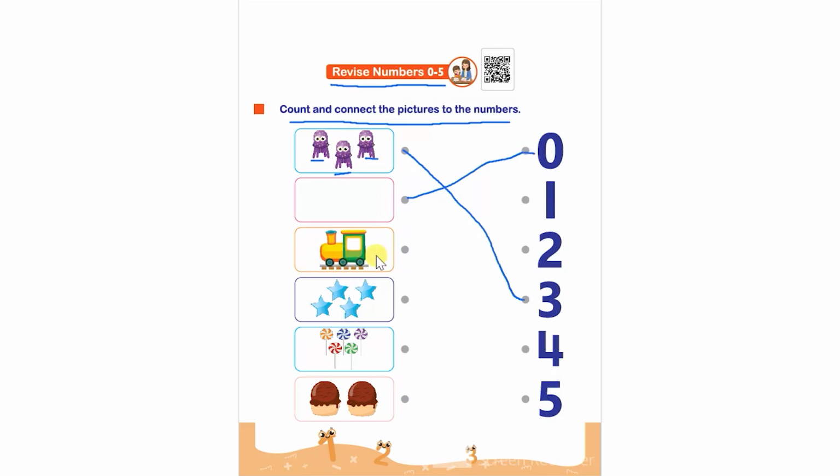After that, over here, one engine is given. So they have to connect it to 1. After that, 1, 2, 3, 4. They have to count the number of objects and connect it to 4. After that, 1, 2, 3, 4, 5. They have to count it and connect it to the number 5. After that, there are 2 objects given and they have to connect it to the number 2.